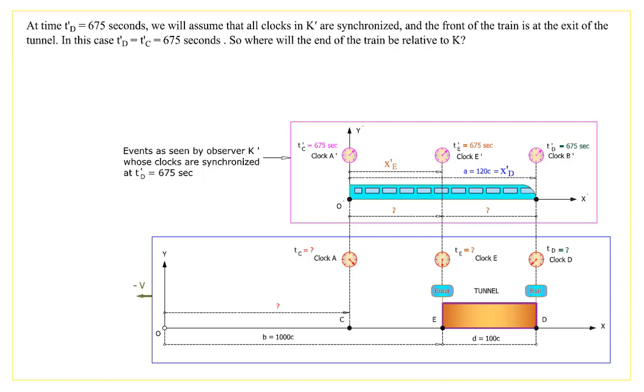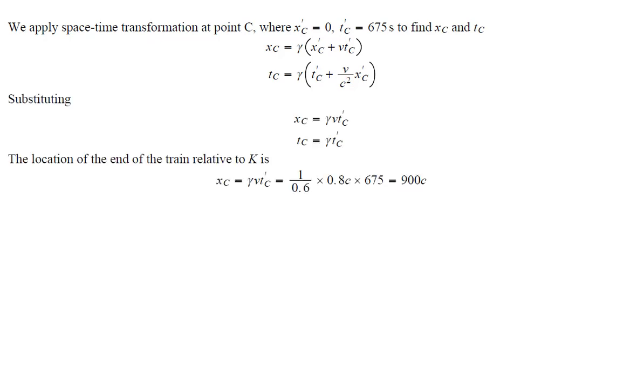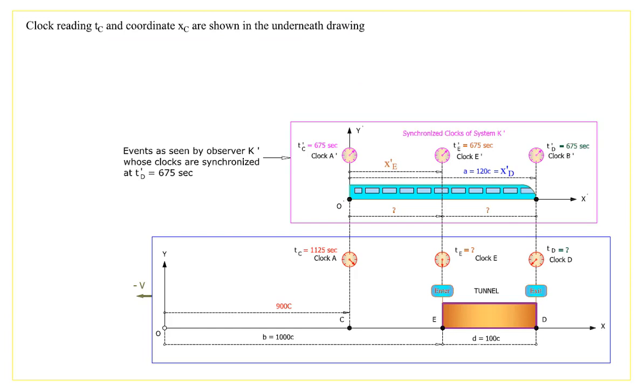So where will the end of the train be relative to K? We apply the spacetime transformation at point C, where x'C equals 0, t'C equals 675 seconds, to find the coordinates xc and tc. Substituting, the location of the end of the train relative to K is xc equals 900c. We obtain time tc equals 1125 seconds. Clock reading tc and coordinate xc are shown in the underneath drawing.